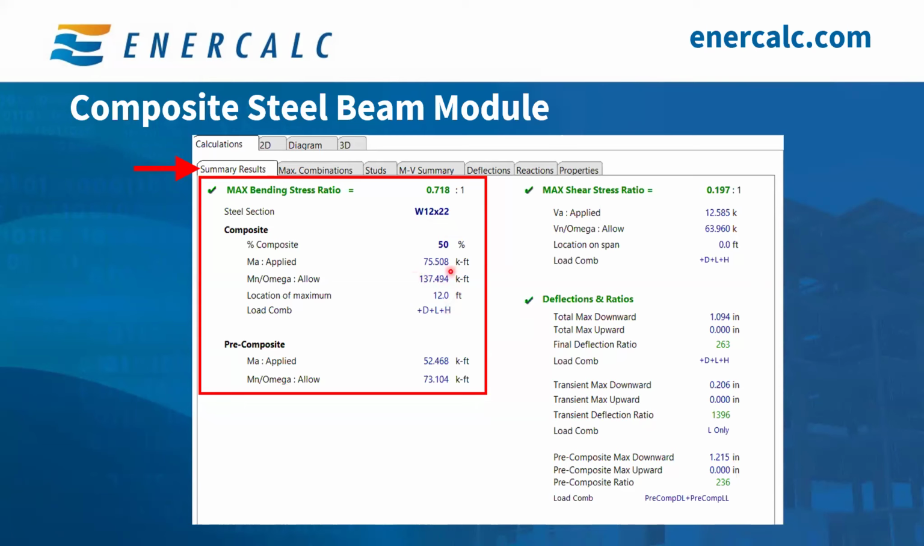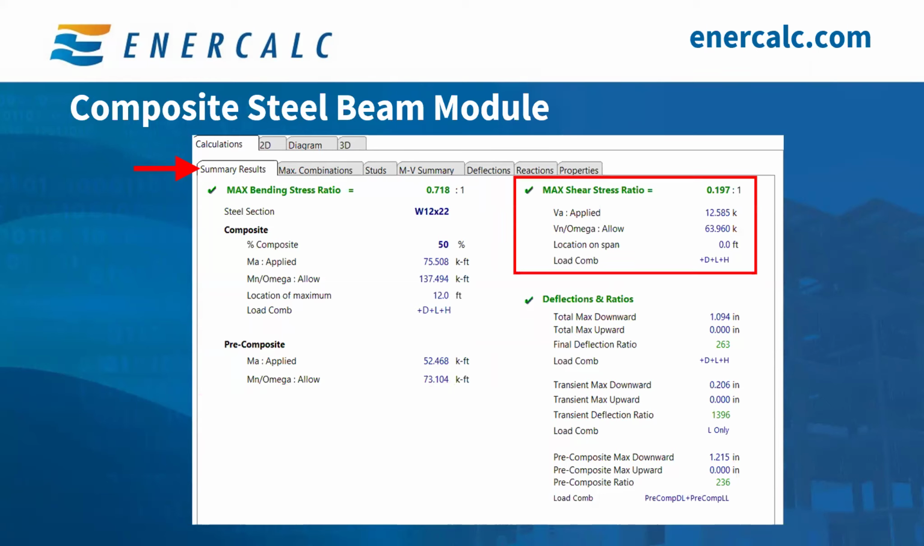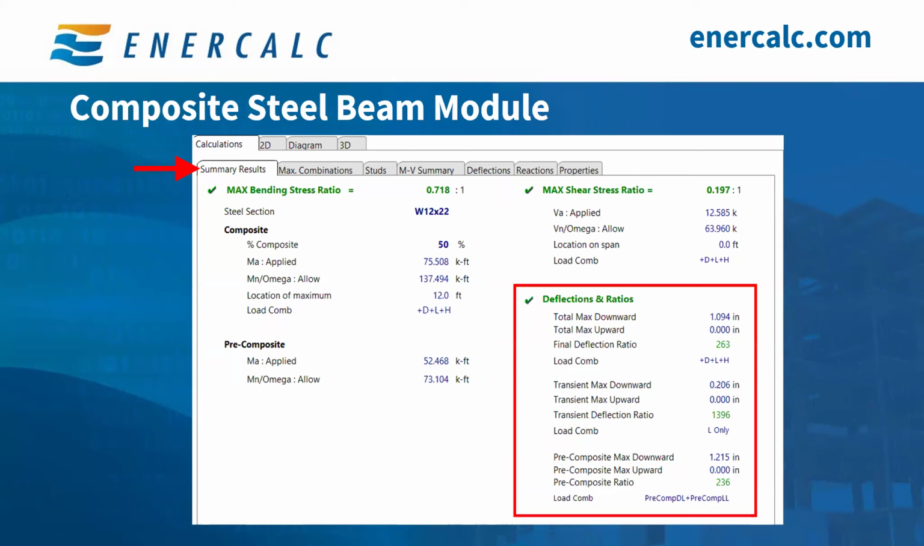So this one right here is the post-composite allowable moment capacity, the 137, and the max applied moment is 75. And then below it, you'll be able to see the pre-composite max applied moment. That's the load that's applied pre-composite. And of course, this is the pre-composite allowable moment capacity of the section. So this is just the bare steel. That's the capacity of the steel beam by itself. And then on the top right, we have the maximum shear stress ratio, which is again less than 1. So we're good there. And lastly, we have here the deflection checks.